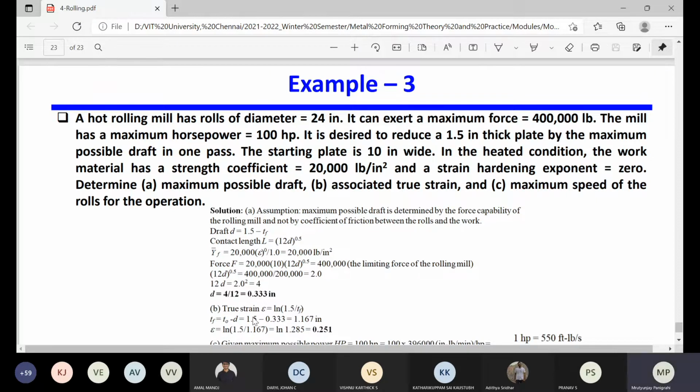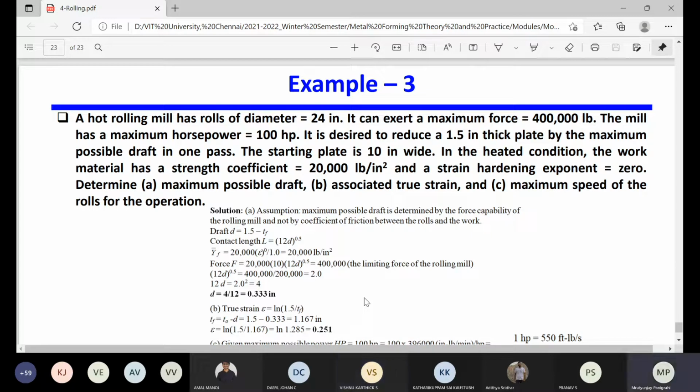You can see the second part. You need epsilon, so epsilon equals ln T0 by Tf. So you need the value of Tf. T0 is already given as 1.5 and D you have already got as 0.333. So you will get Tf equal to 1.167. Now you can put epsilon equal to ln T0 by Tf, so instead of Tf you put 1.167. So you will get 0.251. Fine. Second part.